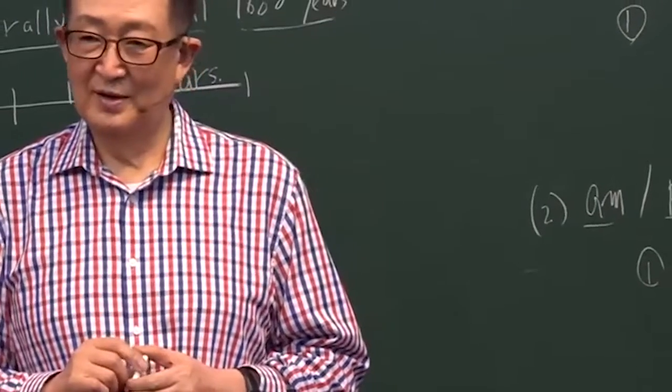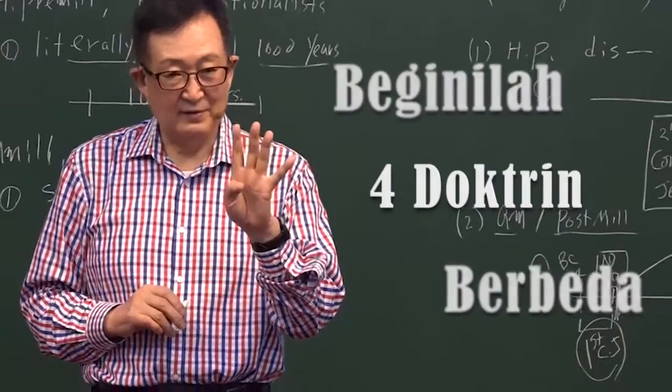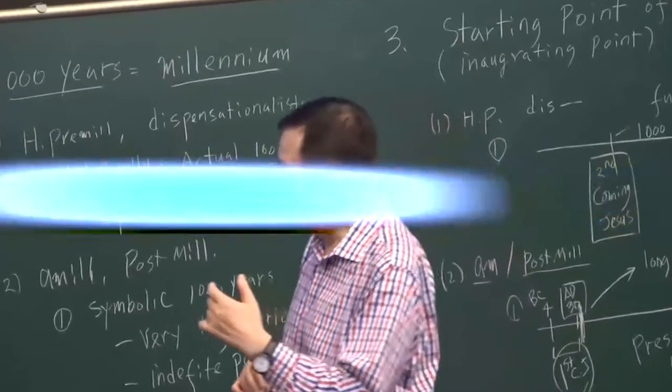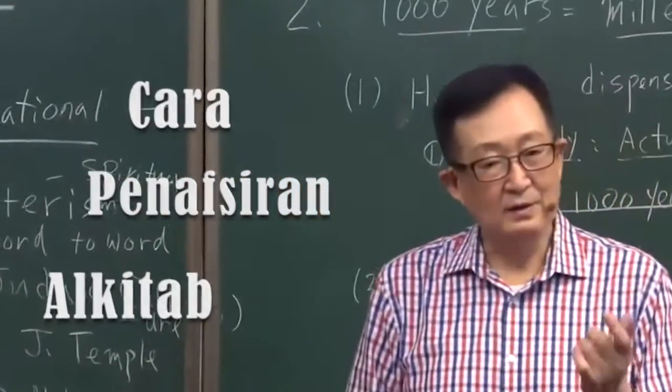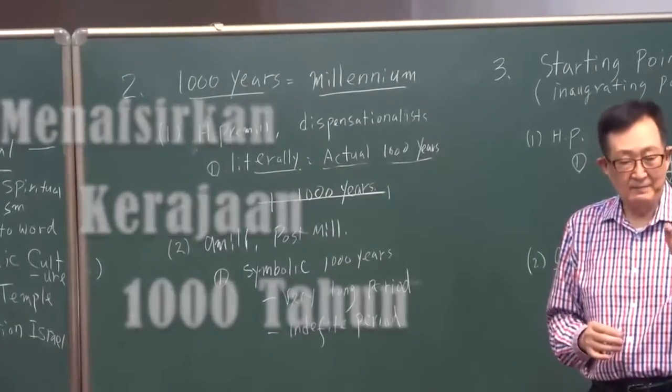This way, the four doctrines are different in the area of Bible interpretation, and in their interpretation of the Millennium Kingdom.